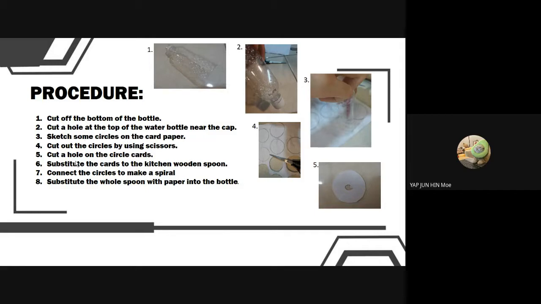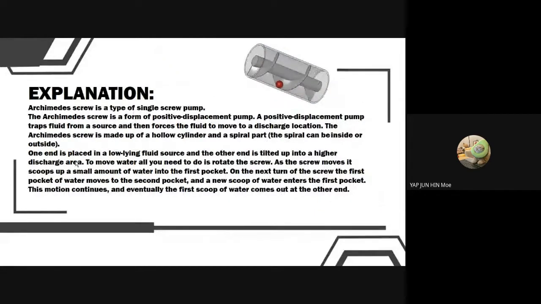Next, we sketch some circles on the cut paper and cut them out using scissors. And then we cut a hole in the paper circle, and substitute the cut paper onto the wooden spoon and connect them to make a spiral. Next, we substitute the spoon with the paper into the bottle. So this Archimedes screw is a type of single screw pump.